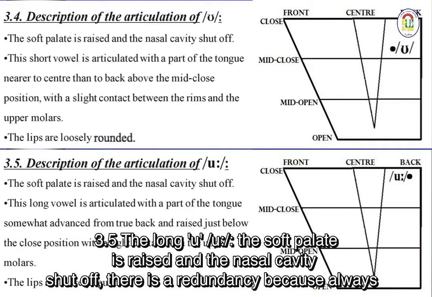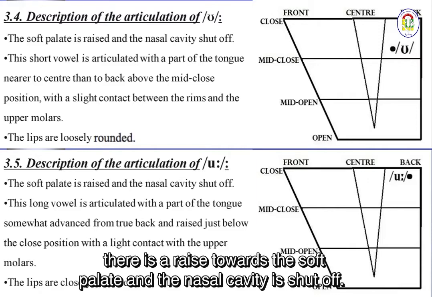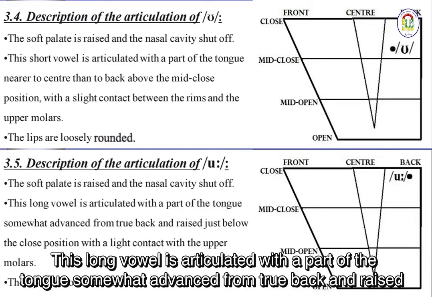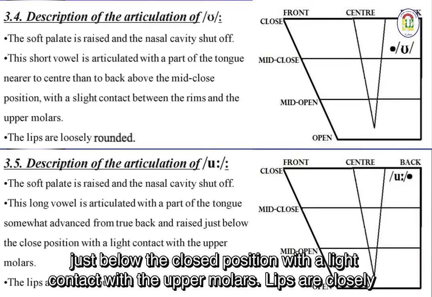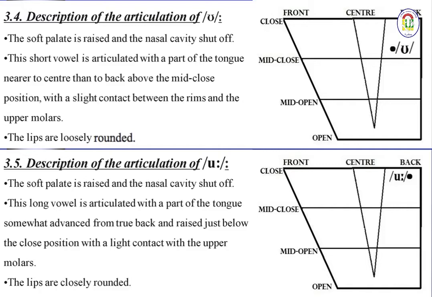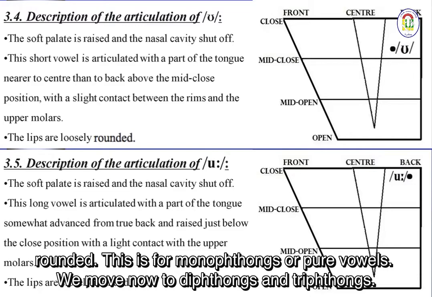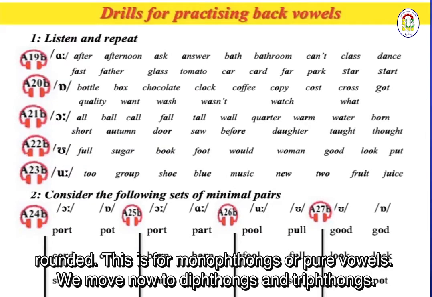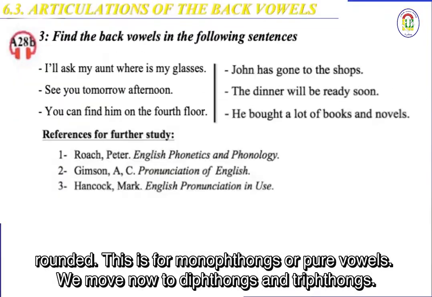The soft palate is raised and the nasal cavity shut off. There is a redundancy because always there is a raise towards the soft palate and the nasal cavity is shut off. This long vowel is articulated with a part of the tongue somewhat advanced from true back and raised just below the closed position with a light contact with the upper molars. Lips are closely rounded. This is for monophthongs or pure vowels. We move now to diphthongs and triphthongs.